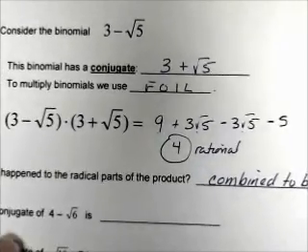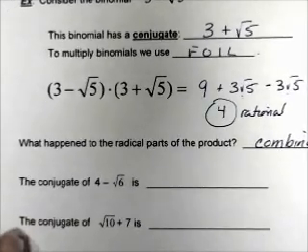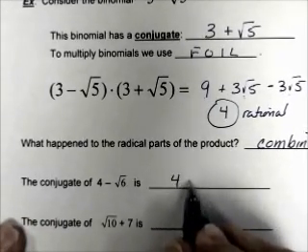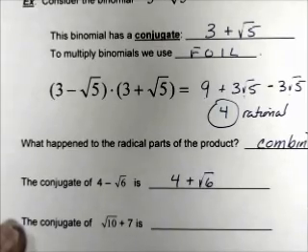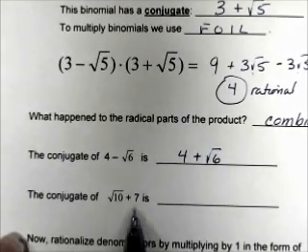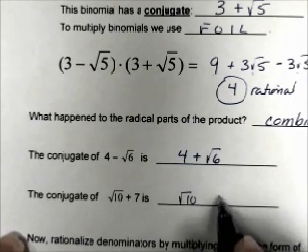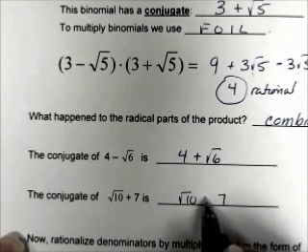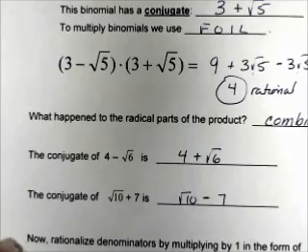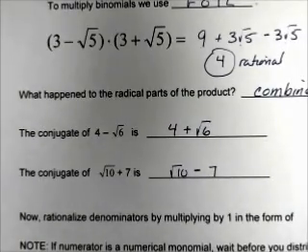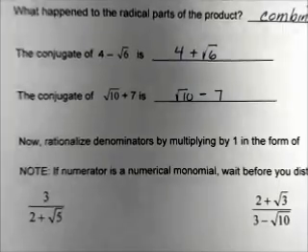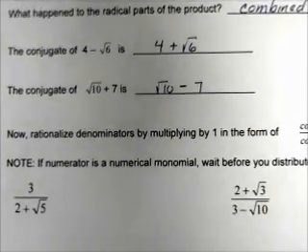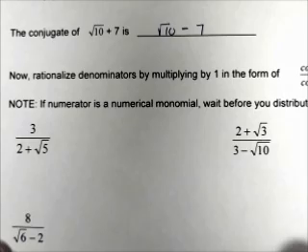Let's go back to conjugate. The conjugate of 4 subtract square root of 6 is going to be 4 plus the square root of 6. The conjugate of the square root of 10 plus 7, again, these two terms remain, square root of 10 and 7, and you just change the operation between them. The plus goes to minus. So now we want to rationalize denominators by multiplying by 1 in the form of conjugate of denominator over conjugate of denominator. That's when our denominator is a binomial.